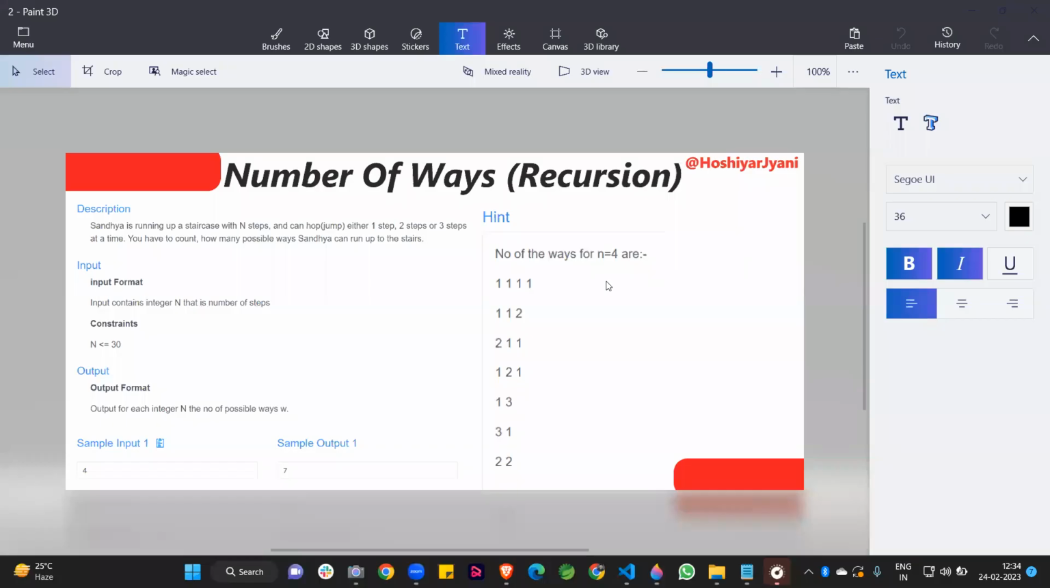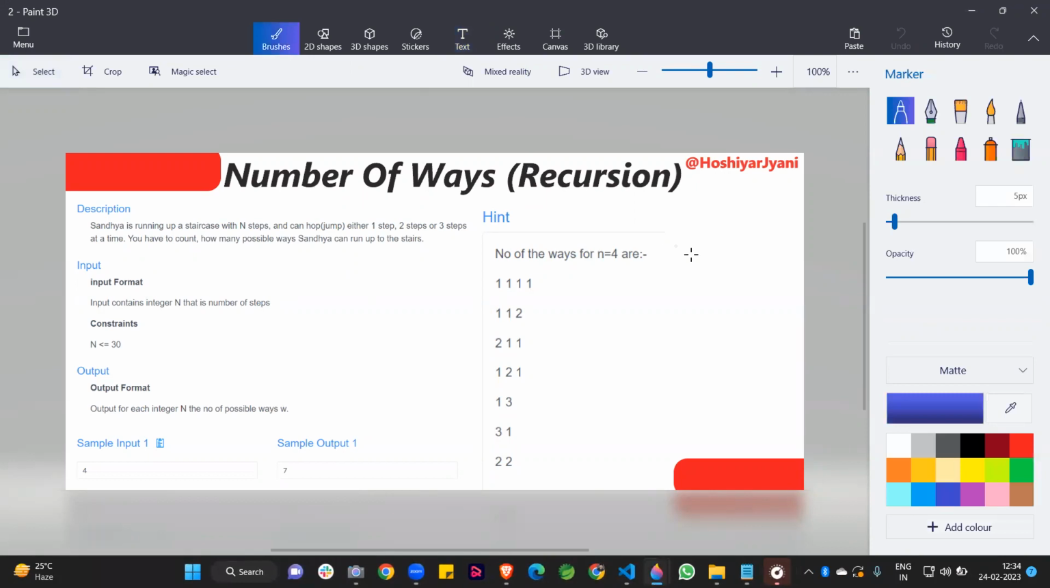Hello guys, in this video we are discussing the number of ways problem. This problem is based upon recursion. So how can we solve this question? First of all, we see the approach of this question, and after that we see the code of this question.